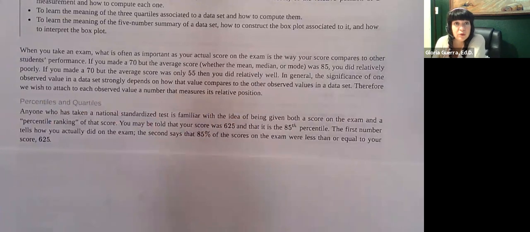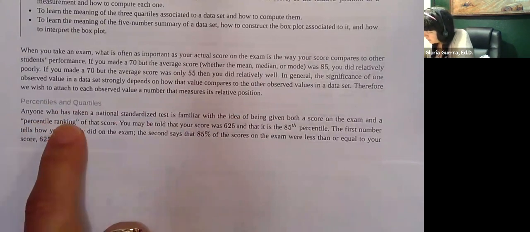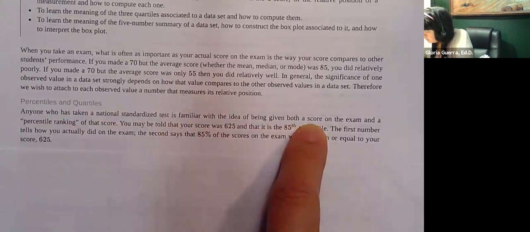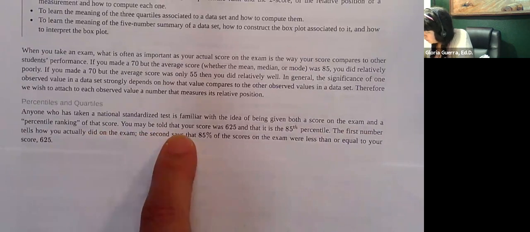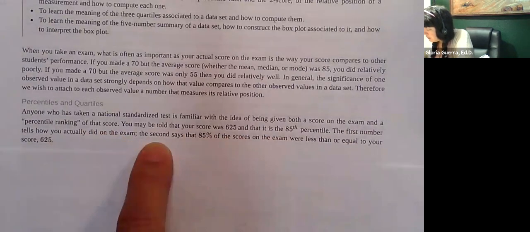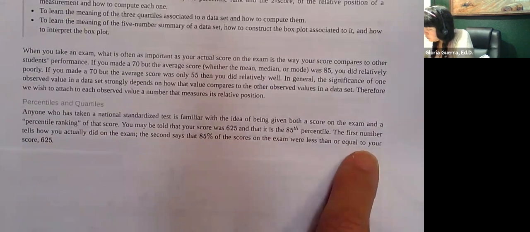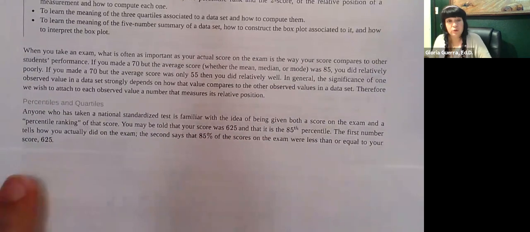Okay, so it's kind of what we're looking at, right? And now we're going to percentiles. So this is another good paragraph to share with you here. Percentiles and quartiles. Anyone who has taken a national standardized test is familiar with the idea of being given both a score on the exam and a percentile ranking of that score. You may be told that your score was 625 and that it is the 85th percentile. The first number tells how you actually did on the exam. The second says that 85% of the scores on the exam were less than or equal to your score of 625. Okay, so that's another good idea to share with you.